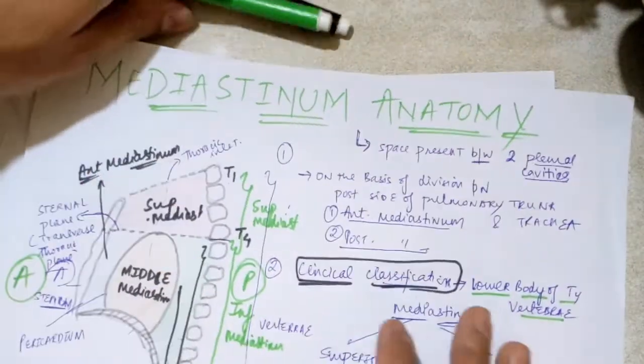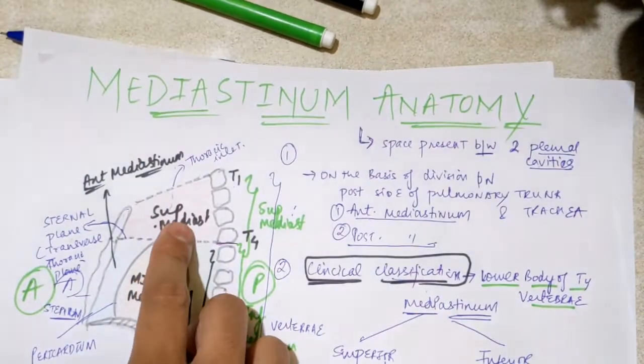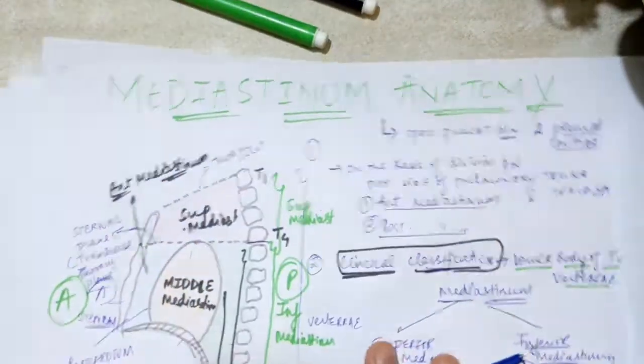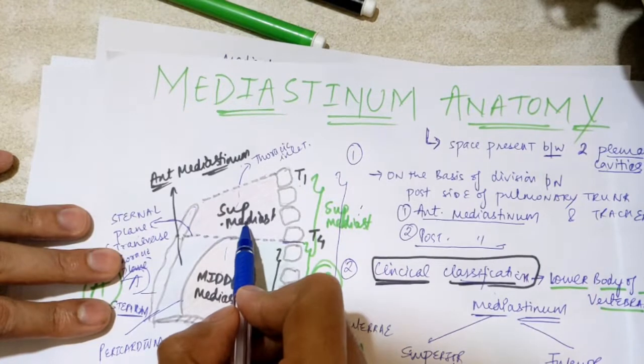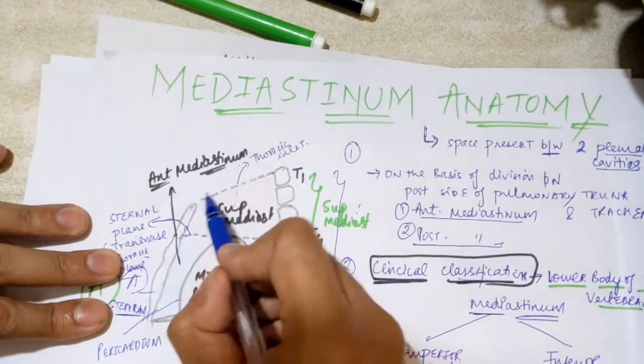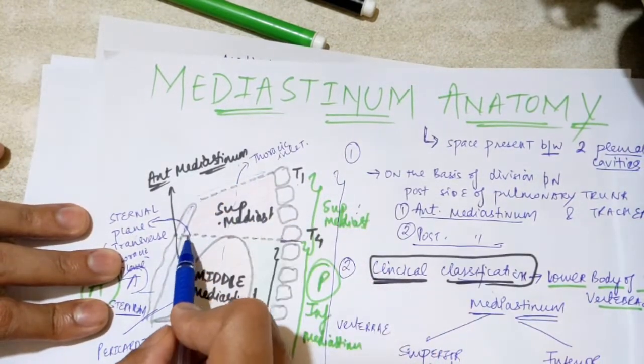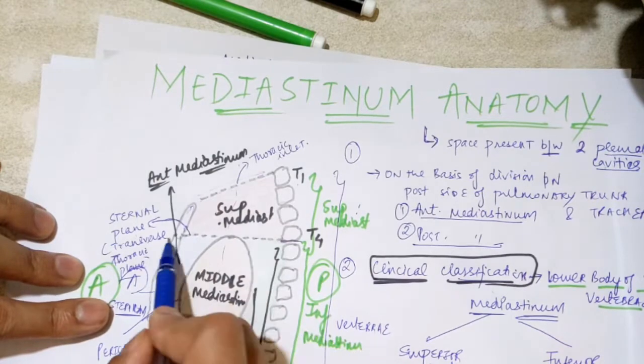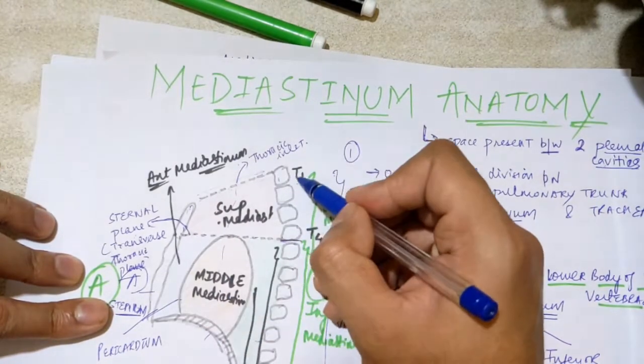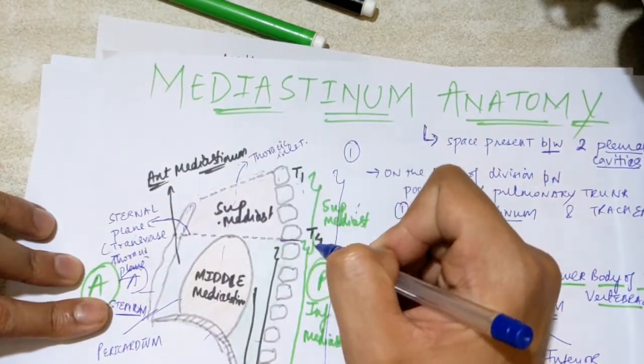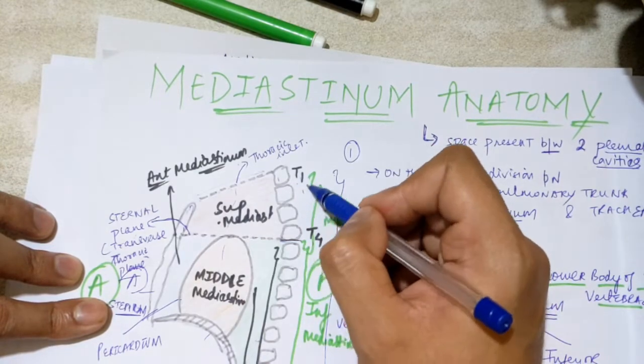So I think this was the topography for the mediastinum, and there is topography for each level also, but it is very clear. You can understand by this diagram only. For the superior mediastinum, you can see anteriorly the sternum, superiorly the thoracic inlet, inferiorly this thoracic cervical line, and posteriorly from the level of T1 to T4 the body of the vertebra.